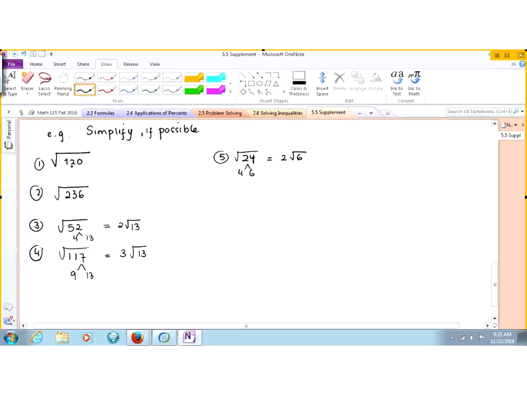Finish? Okay, so square root of 120. What can I factor out from 120? 4 times 30. So what is it after you simplify? 2 square root of 30. Good. Now 236. What can I factor out from 236? Oh, 4 also? Oh, they're all 4? Okay. 4 times what? 59. Yes. So what is this? 2 square root of 59.